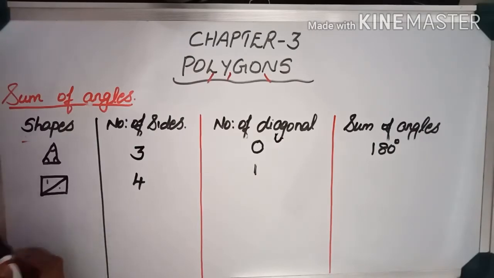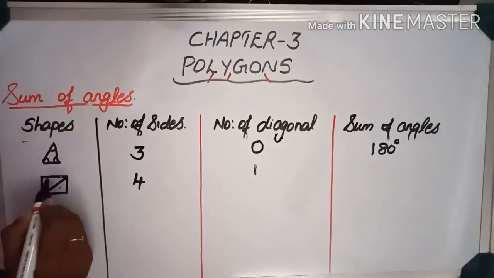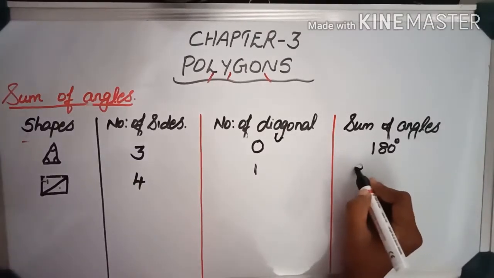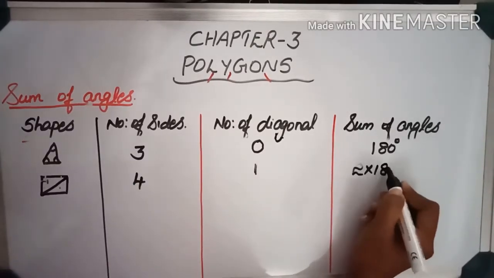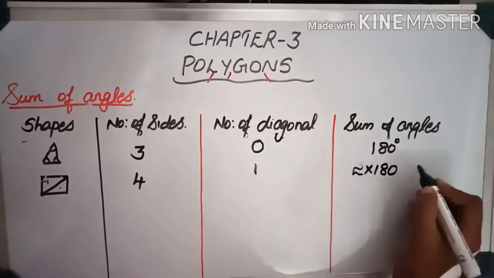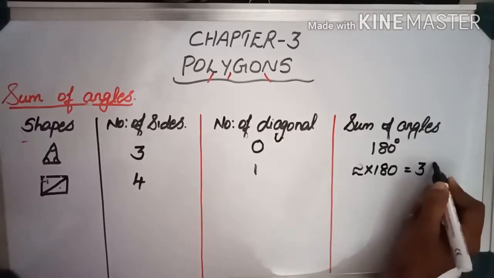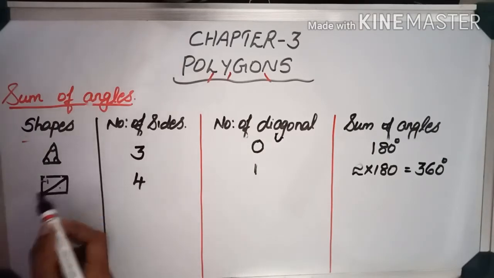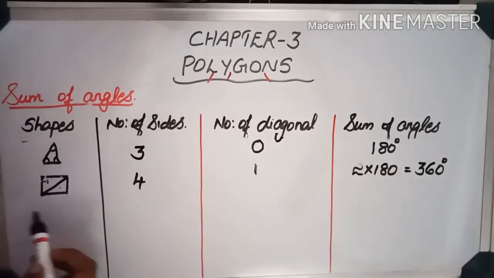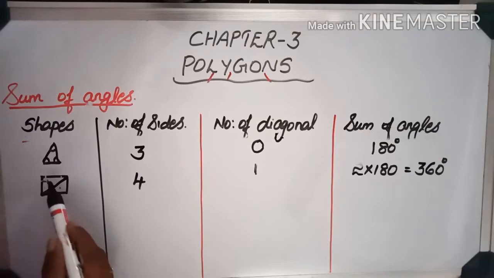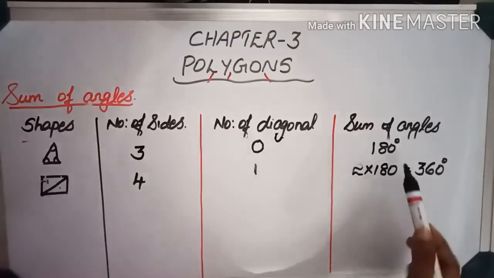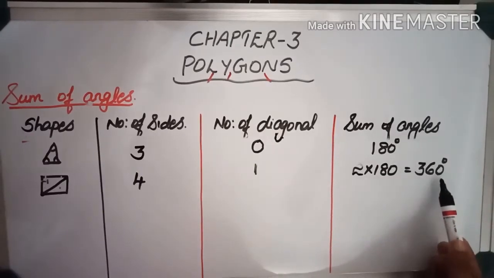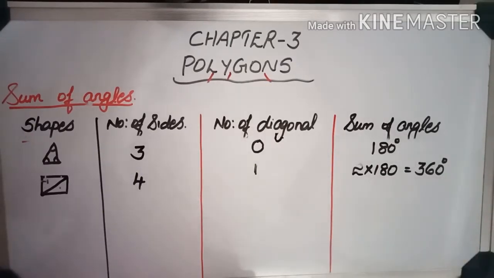So the total of all the angles will be what? 2 into 180, that is equal to 360 degrees. After drawing the diagonal, the quadrilateral is divided into two triangles. One triangle's angle sum is 180 degrees, and the next is also 180 degrees. That's why we got 360 degrees as the answer.